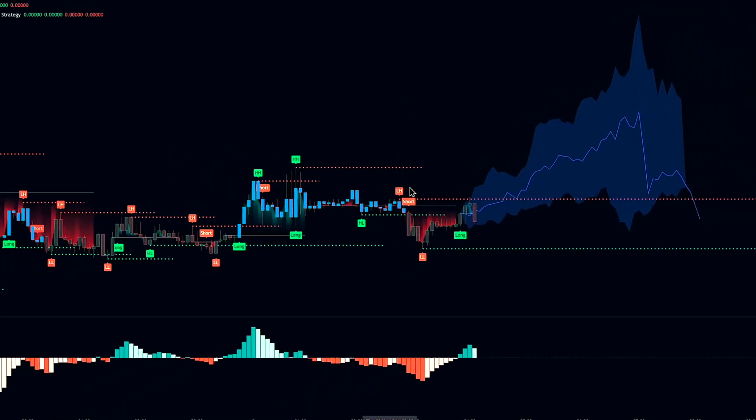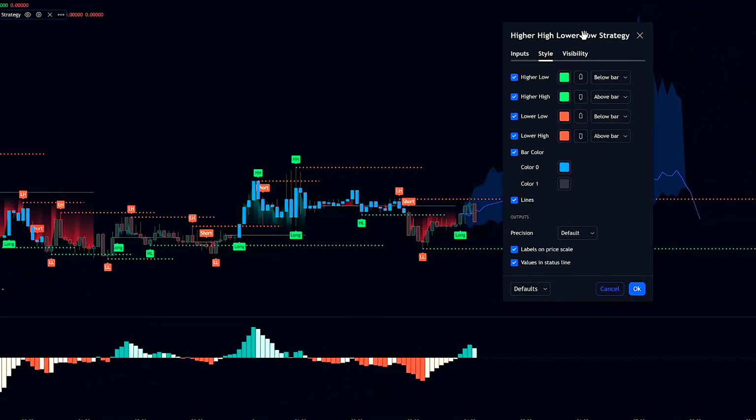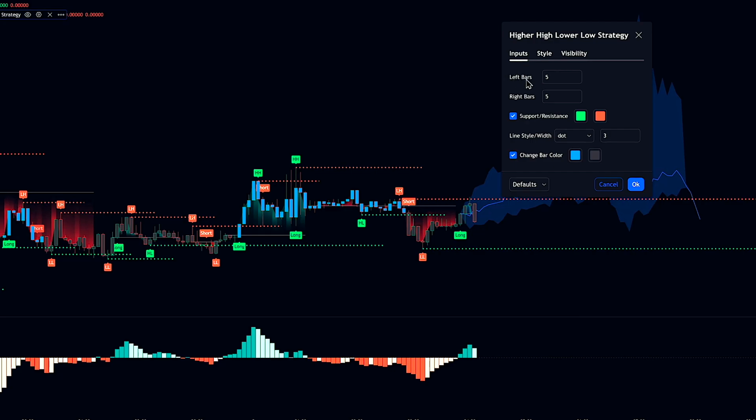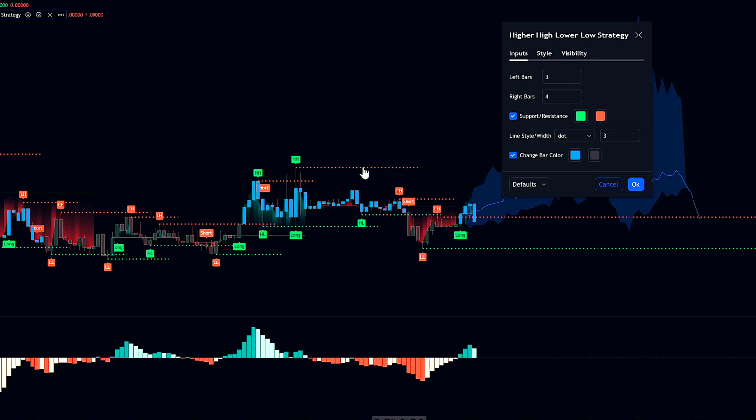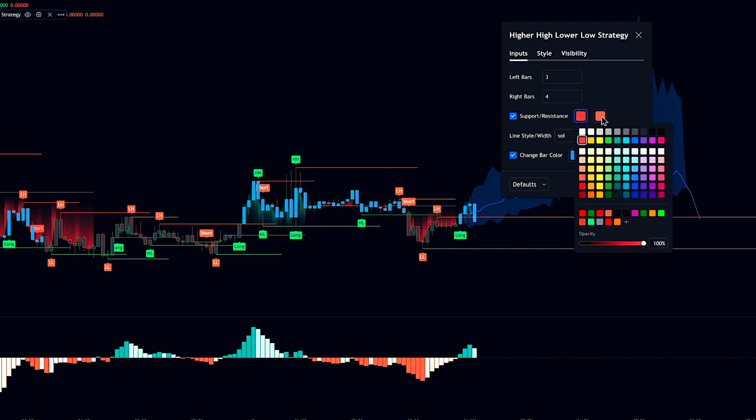Double click the higher high, lower low strategy and go into the inputs tab. Change the left bars to 3 and right bars to 4. Next, set the line style for support and resistance to solid and drop the thickness down to 1 pixel. I'm also going to flip the colors, turn the green into red and the red into green.